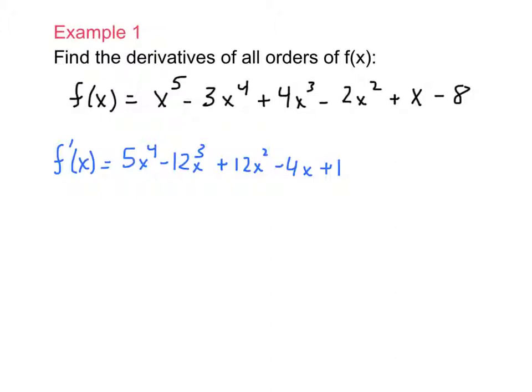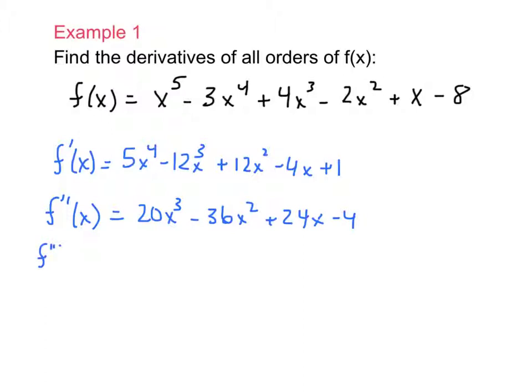The second derivative, meaning we take the derivative of f prime, we go through the whole process again. This would be 20x cubed minus 36x squared plus 24x minus 4. Derivative of 1 is 0. The third derivative is 60x squared minus 72x plus 24.